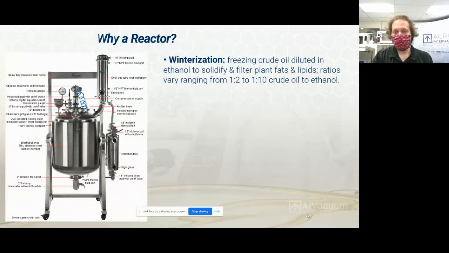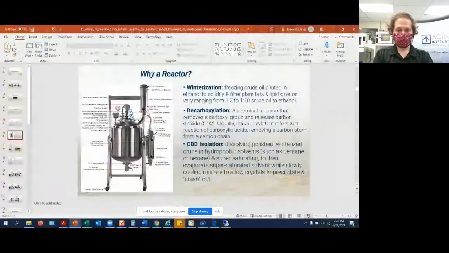Winterization is one very big reason that you would want to use a reactor. It involves freezing crude oil diluted in ethanol to solidify and filter out plant fats and lipids, which are essentially dead weight and water weight, and if vaporized or burned in your reactor would be carcinogenic. That'll be in ratios of ethanol to oil of anywhere between 1 to 2 and, more commonly, I hear 1 to 10 ratios of crude oil to ethanol.